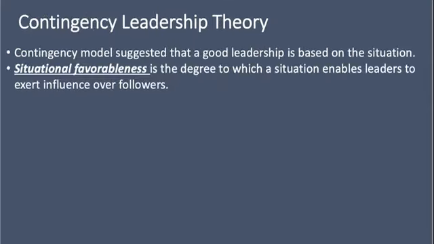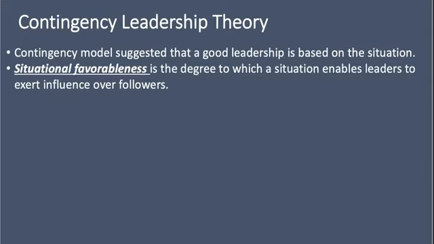Situational leadership theory, one of the really well-known ones is called contingent leadership theory. With contingent leadership theory, before we recommend what a leader needs to do, what kind of leadership style to demonstrate, we analyze the situation first. How can we analyze different situations? We develop something called situational favorableness. It's the degree to which a situation enables a leader to exert influence over their followers.